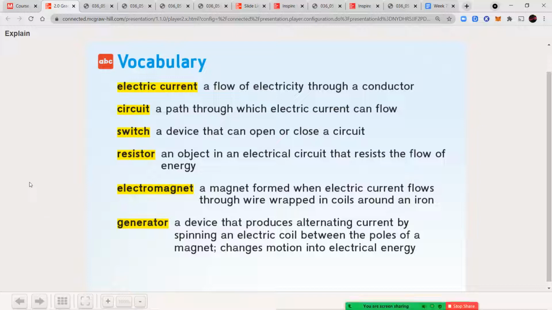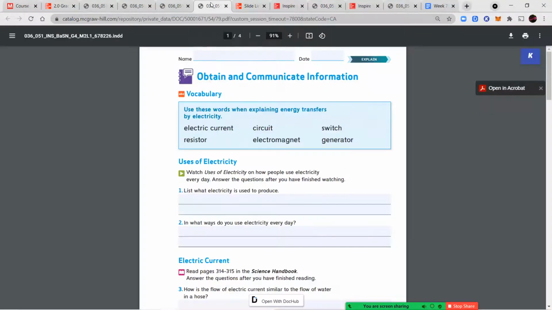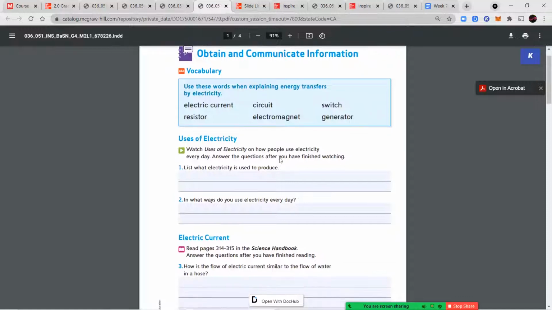So we're going to go ahead and read a lot more in our science handbook before we go on to the questions. We're also going to watch a short video called The Uses of Electricity on how people use electricity every day. Then we're going to answer the questions. List what electricity is used to produce and in what ways do you use electricity every single day?